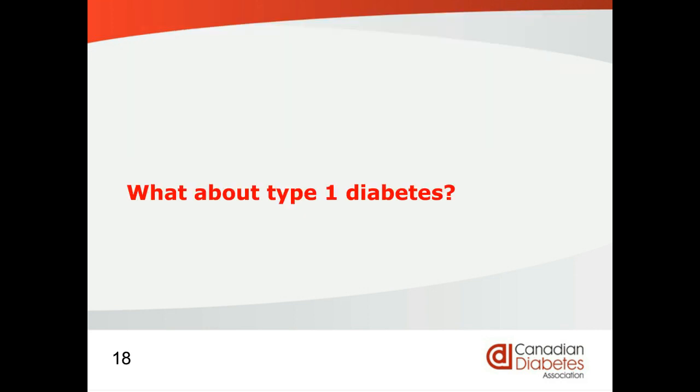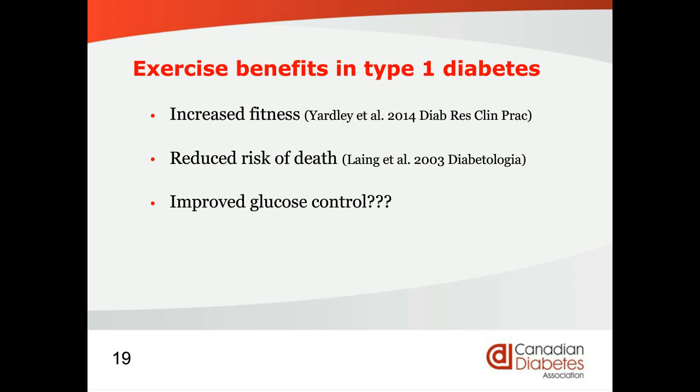So what about type 1 diabetes? And again, there's much more research done on type 2 diabetes than type 1, but my colleagues, again, at University of Alberta and Calgary have done some work on this, and there's studies that show, yes, for sure, exercise improves your fitness in type 1 diabetes. Exercise reduces your future risk of death, so those individuals with type 1 diabetes who are active tend to live longer. The question of whether exercise improves glucose control in type 1 diabetes is a little bit trickier.